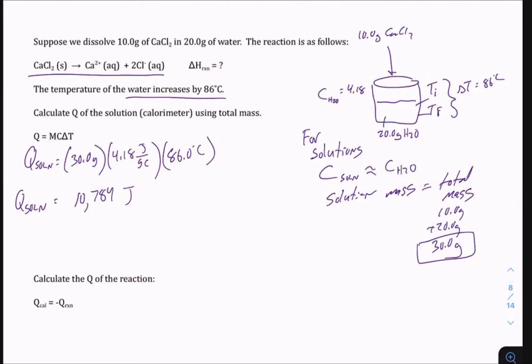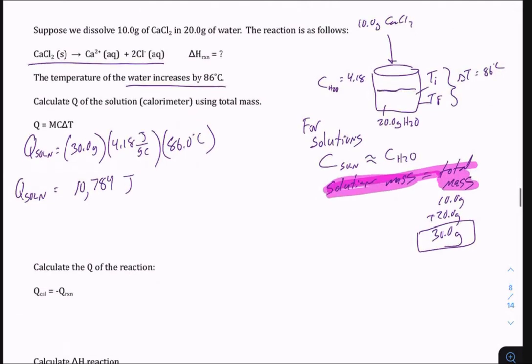All right, some points we need to stress. Solution mass is equal to total mass, so that means in your lab, when you're using the mass value, make sure that you add the solvent and solute mass together. The specific heat you're using is going to be approximate to that of water, so just use that value. And you'll be able to measure temperature changes because you'll have a temperature probe, so you know what the temperature was before and after the mixing. Okay? So now the question is, calculate the Q of the reaction.